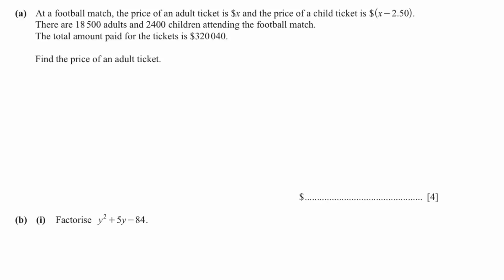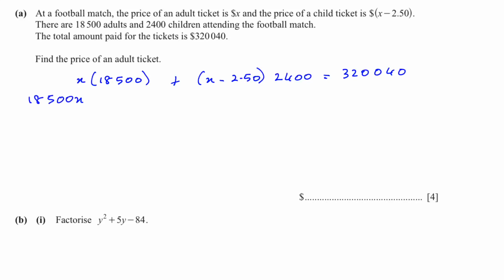We will have to make an equation. This is the adult ticket X, and there were 18,500 adults, plus the number of children were 2,400, and each ticket cost is X minus 2.50. So times by 2,400 is equal to $320,040. Let's expand it. So 18,500x plus 2,400x minus 2,400 multiplied by 2.5.